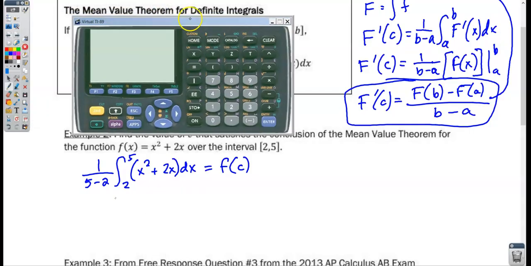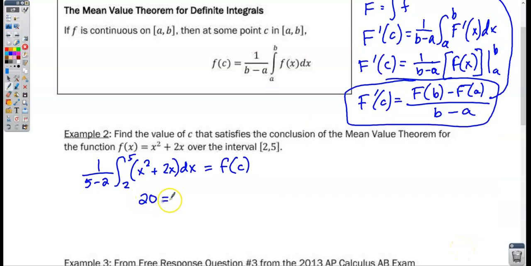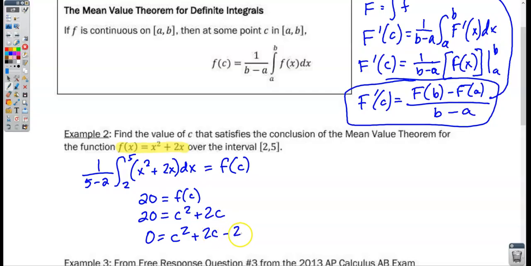I did the first one by hand. I'm going to go ahead and do this one by calculator. So I've got 1 over 3 times the integral of x squared plus 2x with respect to x from 2 to 5. And that's 20. And so we're looking for when 20 is equal to f of c. Well, for f of c, all I need to do is put c into this original function. So 20 is equal to c squared plus 2c. And now I can go ahead and solve this equation however I see fit.